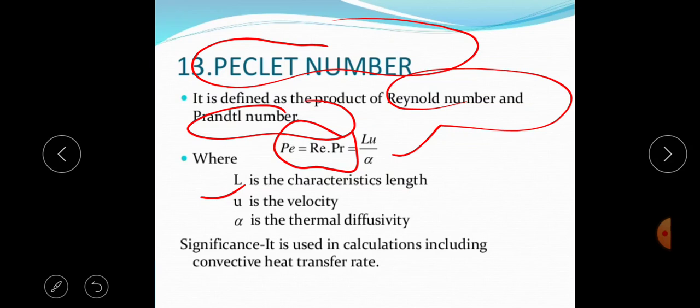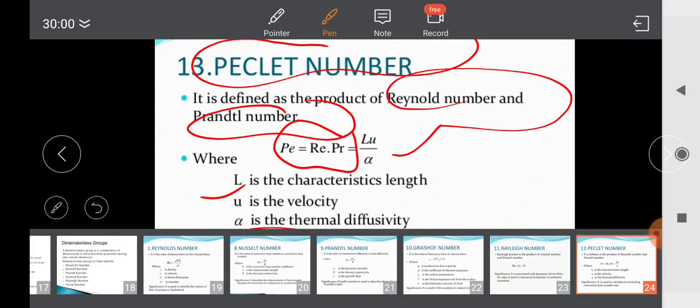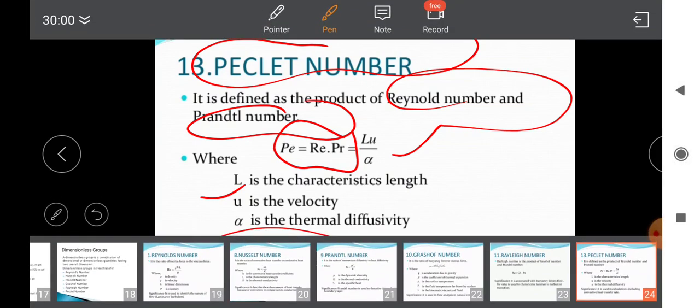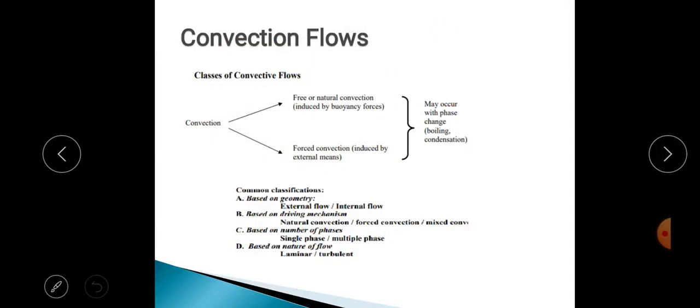Alright, so what is the significance of Peclet number? Its significance is that it is used in calculations including convective heat transfer rate. Alright, so that's all about dimensionless groups. Next we'll see different types of convection flows.